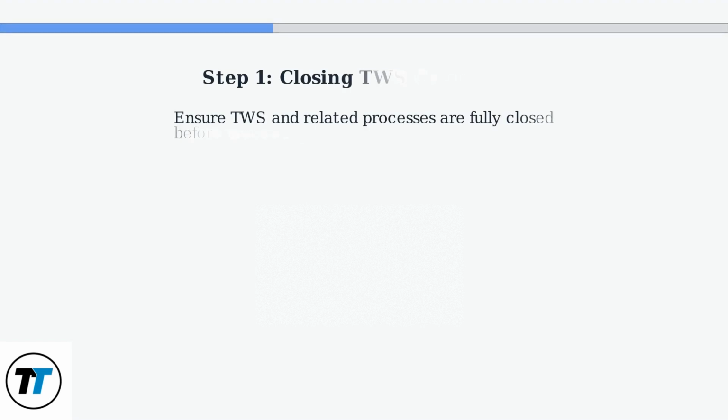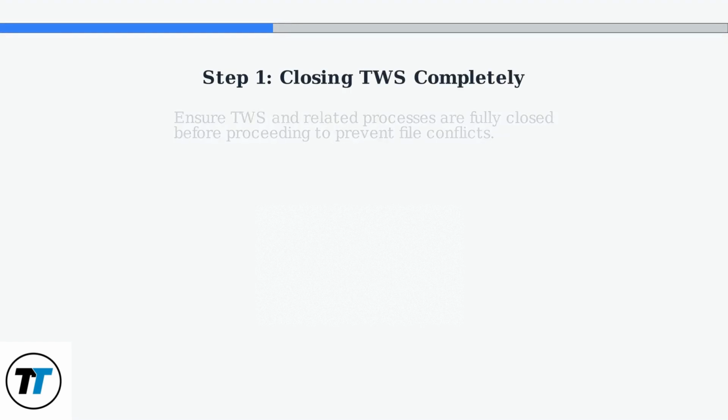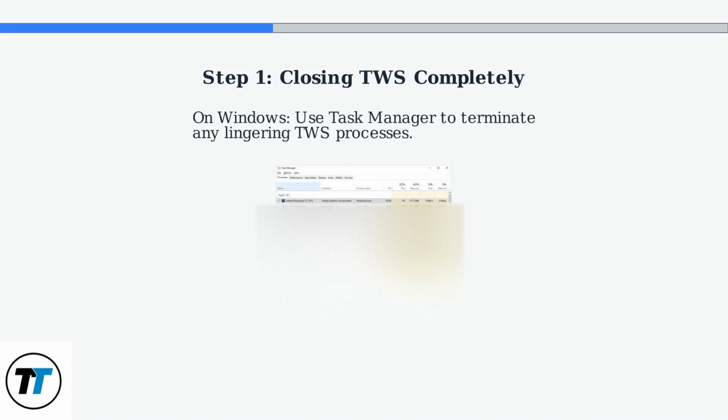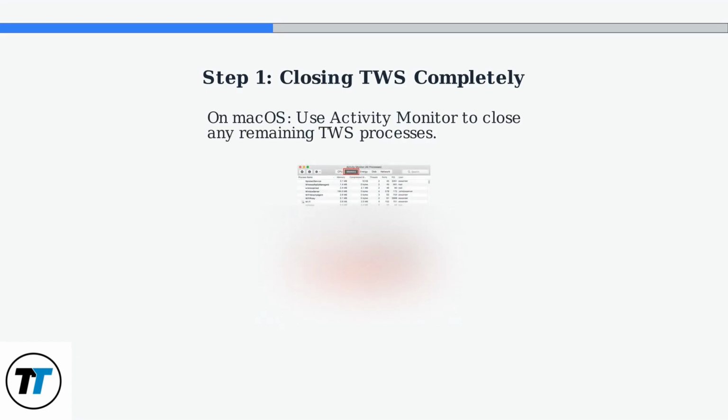Before proceeding with cache clearing, ensure TWS and all related processes are fully closed. This prevents files from being in use and avoids further issues. On Windows, open Task Manager and terminate any lingering TWS processes to ensure complete closure. On macOS, use Activity Monitor to close any remaining TWS processes for full shutdown.